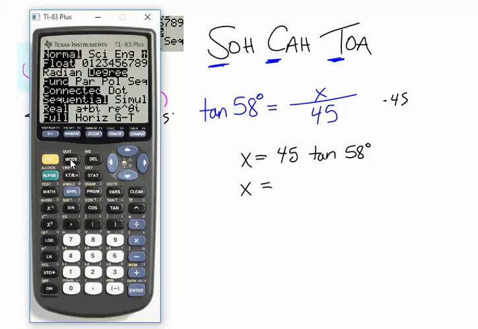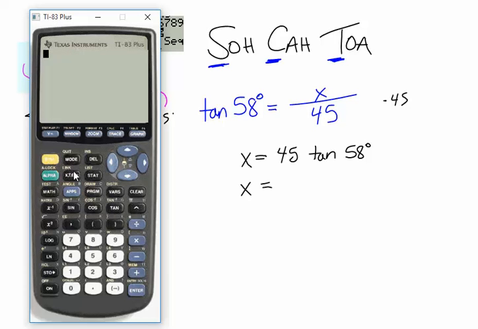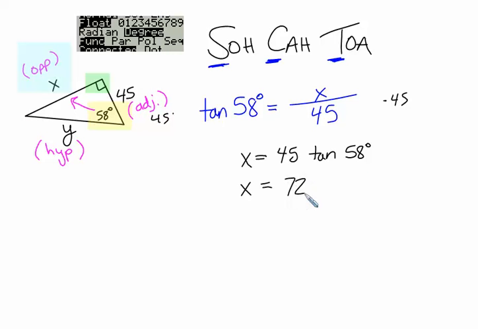So now we're going to go to the home screen. Second mode quits us out. And we're going to type 45 times the tangent of 58. Hit enter, and there it is. 72 point, round it to at least 2 decimal places correctly. So we'll say 72.02. That's the answer for x.